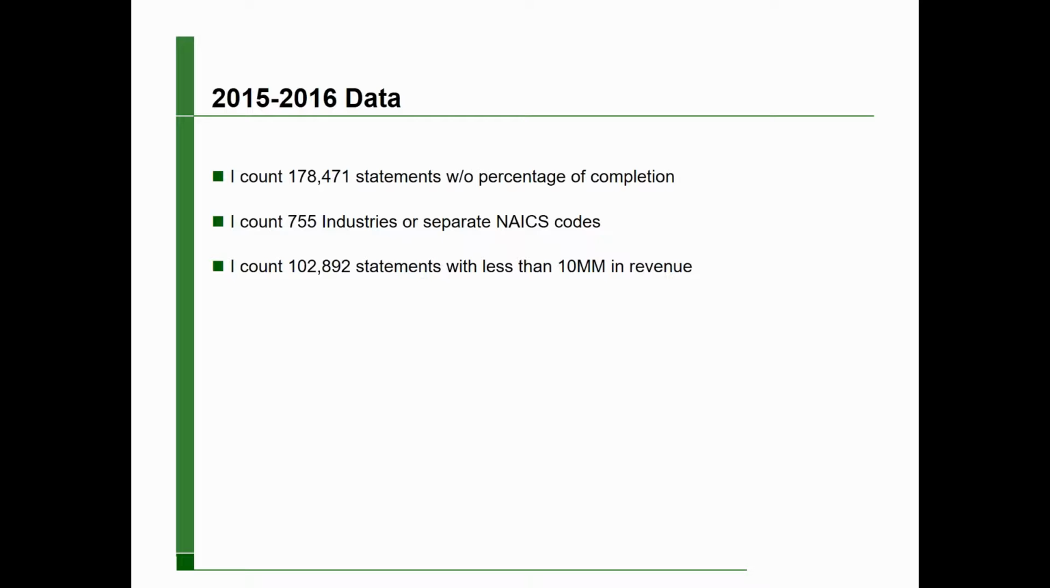So for the 2015-16 data, there were 178,000 statements without percentage of completion. And I counted 755 industry or separate NAICS codes. Now that's not slices of data, that's NAICS codes. And I also counted 103,000 statements with less than $10 million in revenue. So what this tells me is that if we're looking for a source of data that represents the super micro businesses, and my definition of super micro businesses is probably less than $2 million, but certainly less than $10 million, it is definitely in the category that I could compare it to. So, I don't know of another source that has that kind of data inside of it.